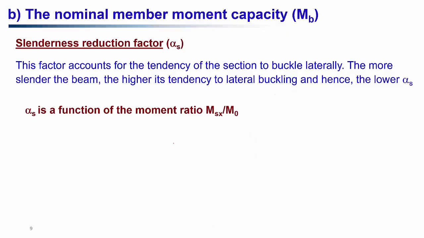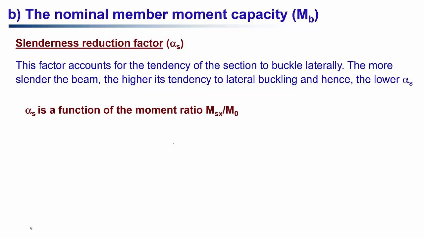Now, if there is a lateral torsional buckling possibility, then we have to find out the nominal member moment capacity. So other than what we discussed before, if it is bending about the y-axis, or if it has a continuous lateral restraining, we do not have to consider the lateral torsional buckling. But for other cases where it is bending about the x-axis and does not have continuous lateral restraining, we have to consider the member moment capacity MB.